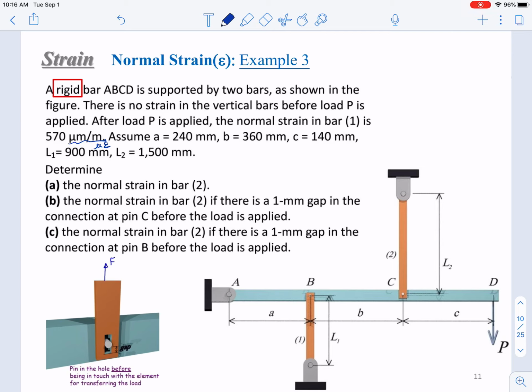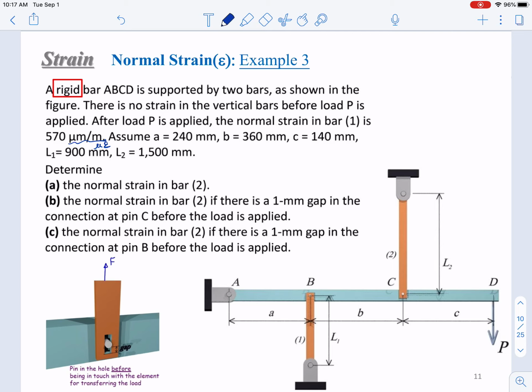Let's look at the first one first. Right, this is the normal strain in bar 2. We look at this system, this structure. We said this ABCD bar is rigid. So what does that mean, rigid? We mentioned that before. Rigid meaning that this bar will not be stretched, will not be compressed, will not be bended. It will not deform at all.